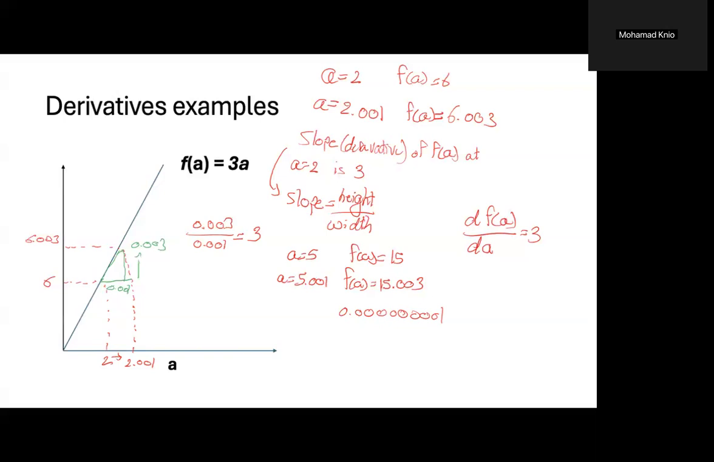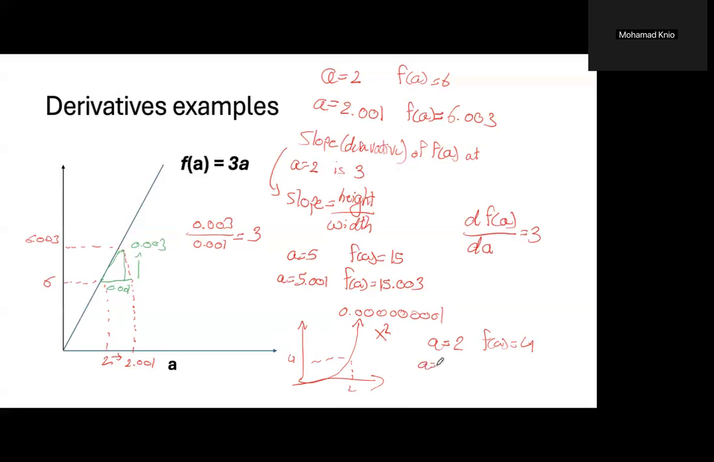But what if we took a convex function? Let's say x squared. If we have x squared here, let's just take this side and call this x squared. And we take a equal to 2. Let's say 2 is here. Then f of a will be 4.